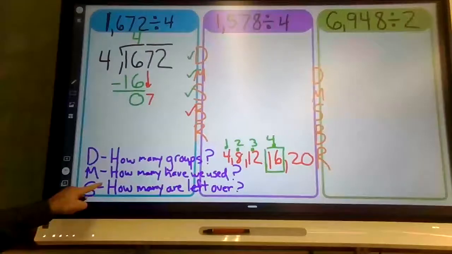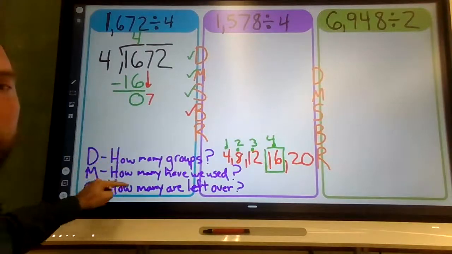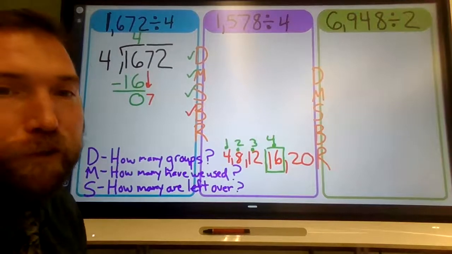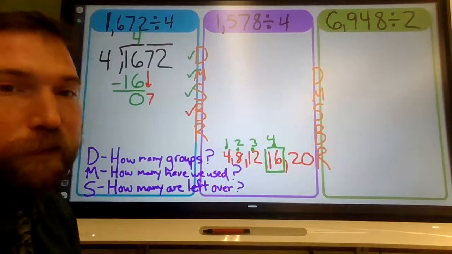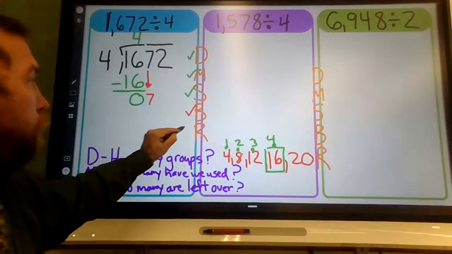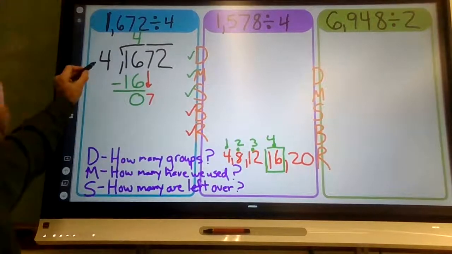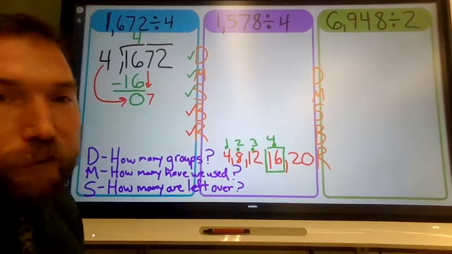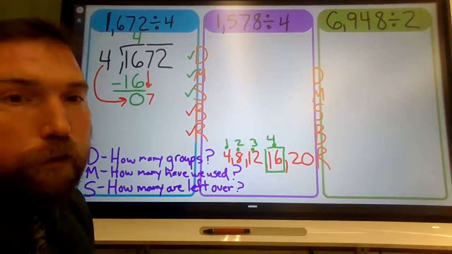Okay, so D, M, and S, those are really the math ones. B and R are really, I was telling my group today, just what's called procedural, or just things you have to do next. And again, R just means repeat. Start over with your new number. How many times can 4 fit into 7?